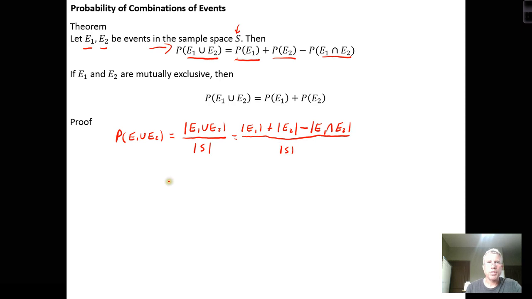Well, if we keep working this through, we see we have a common denominator, so we can break it up into three distinct fractions using the common denominator, the size of S.